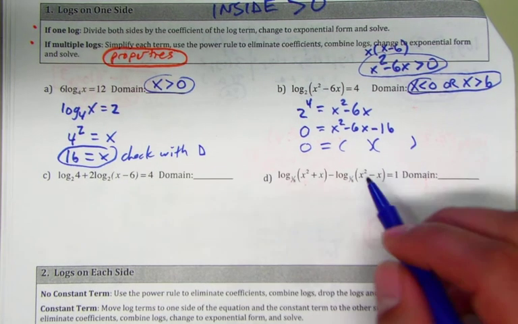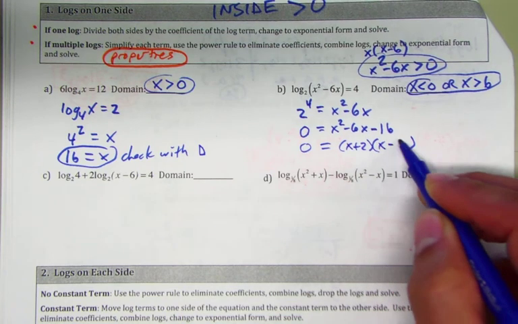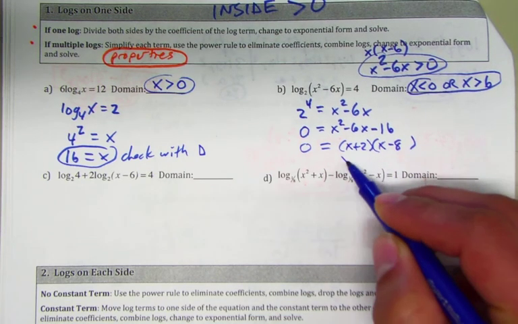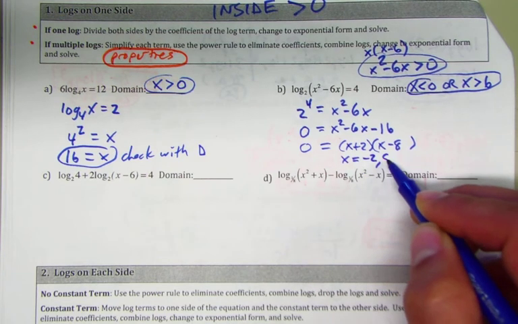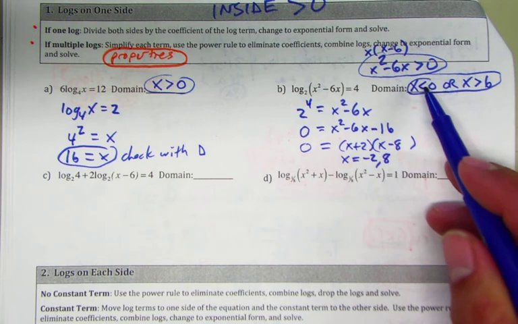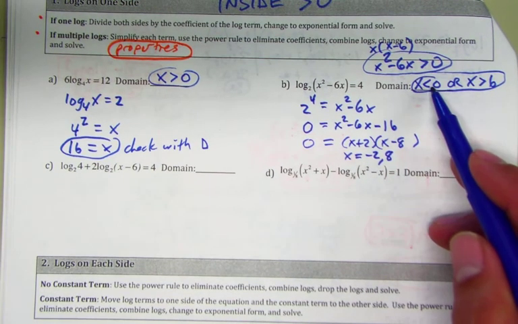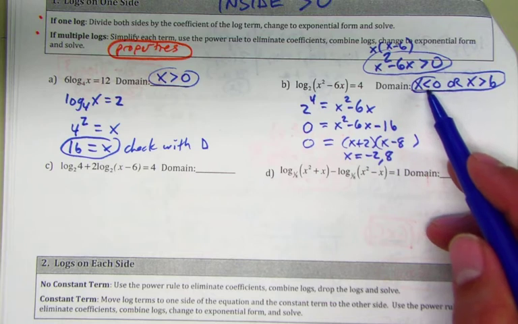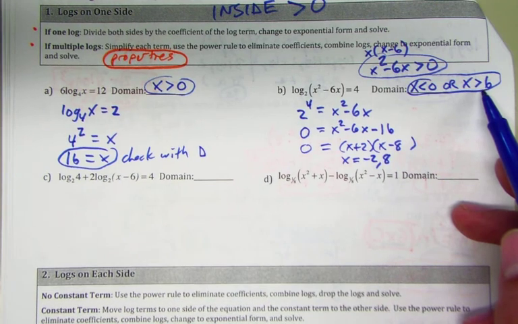How do we factor this? Good. So that means x could be negative 2 or 8. Now let's check with the domain. Is negative 2 less than 0? Great. Is 8 less than 0? It's not less than 0, but then we look over here. It is greater than 6, so we're okay.